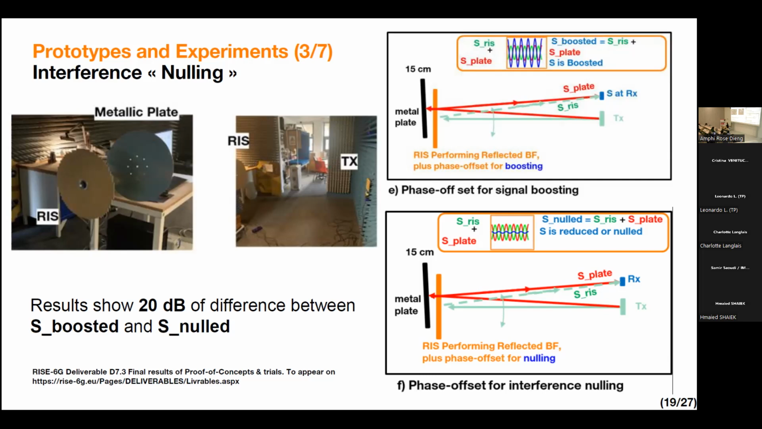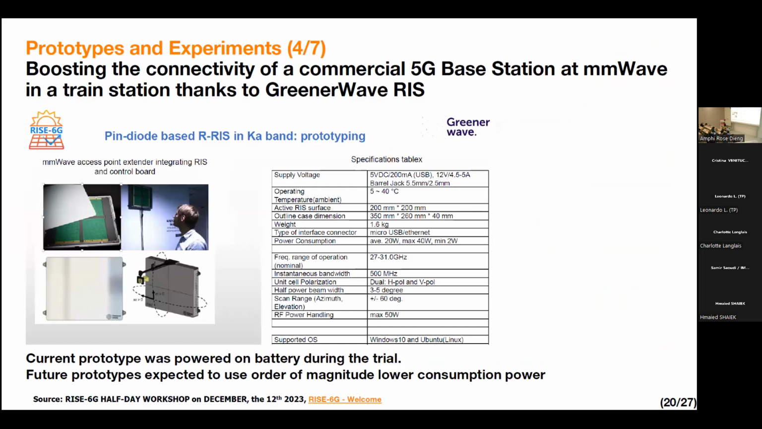And for me, the most recent progress, the largest progress we've made during the last years, is this trial with greener wave RIS prototypes in a train station. So here is the greener wave RIS prototype. I don't think it has been presented yesterday, maybe not. Very rapidly, it's a pin diode based reflective RIS in the 5G millimeter wave band. And it's A4 US letter size, several hundred elements, if I remember correctly.